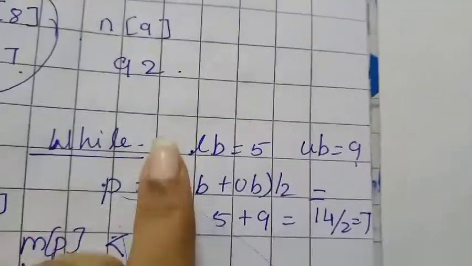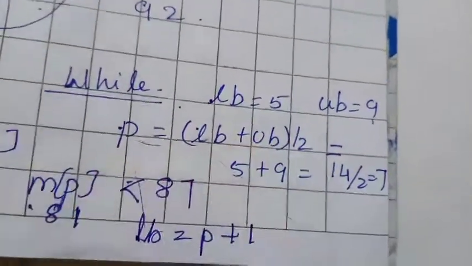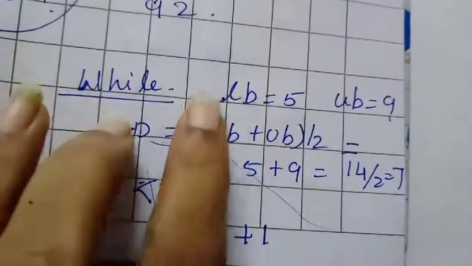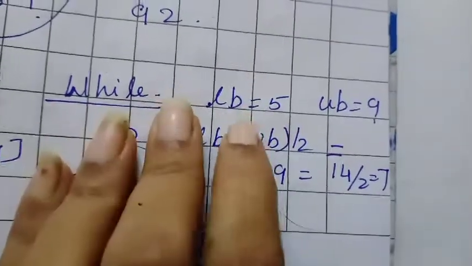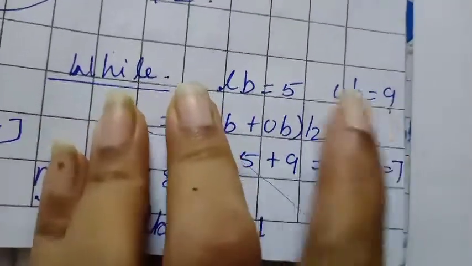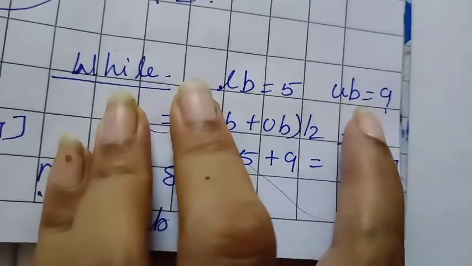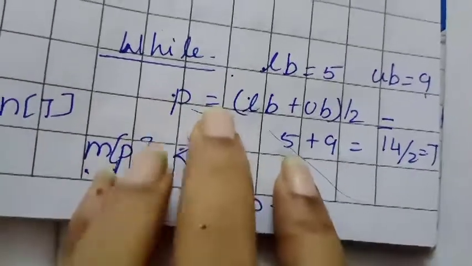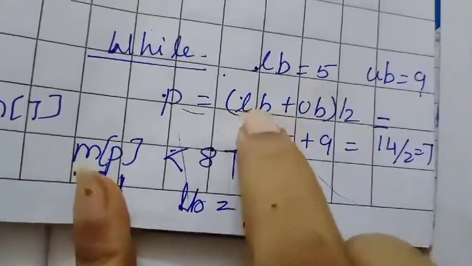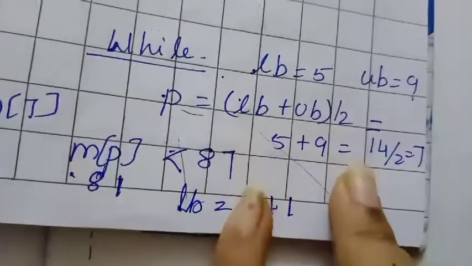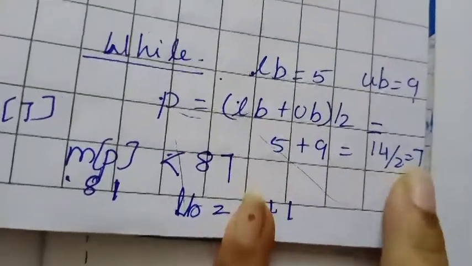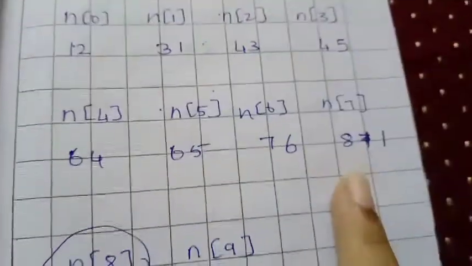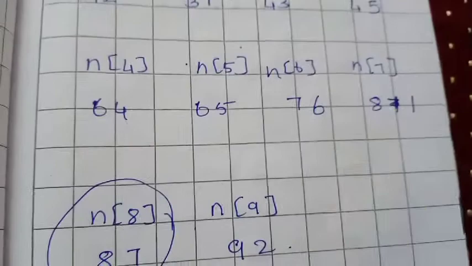in the next iteration it will be checking, see here, LB, that is in the next loop, while going to the while loop it will be again checking LB is 5 and UB is 9. So this is obviously less than your upper bound, so it will again enter into your while loop, and p is again calculated, LB is 5 plus 9 is equal to 14. So 14 divided by 2 is 7. You have got the 7th element. So what is n of 7? n of 7 is 81.